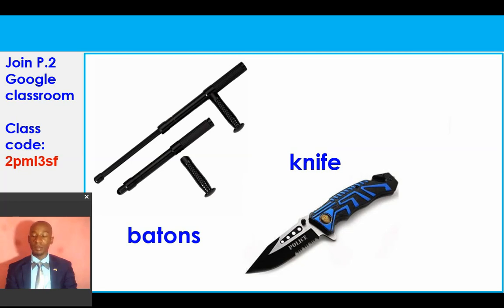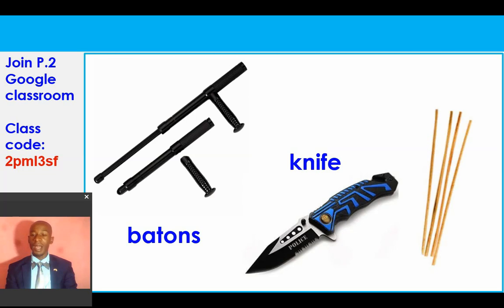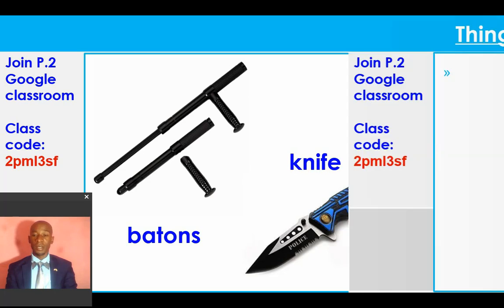Let's move on. We have sticks. Sticks are used to cane wrongdoers. They are used when police officers are chasing people on the street. At times they use these ones, the sticks. They are among the things used by police officers to keep peace and security.